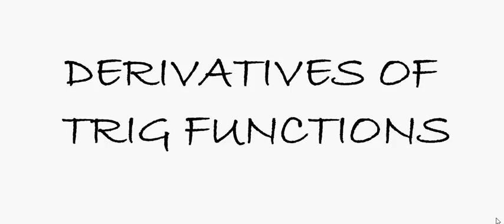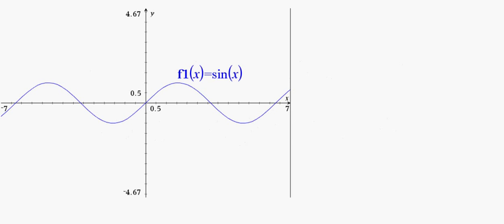Okie dokie, friends. On today's show, derivatives of trig functions. You knew that we were going to have to get there. You knew that trig was going to play a part at some point. And so we begin with sine. I saw the sine when I opened up my eyes. I saw the sine. So this function is nice and smooth.